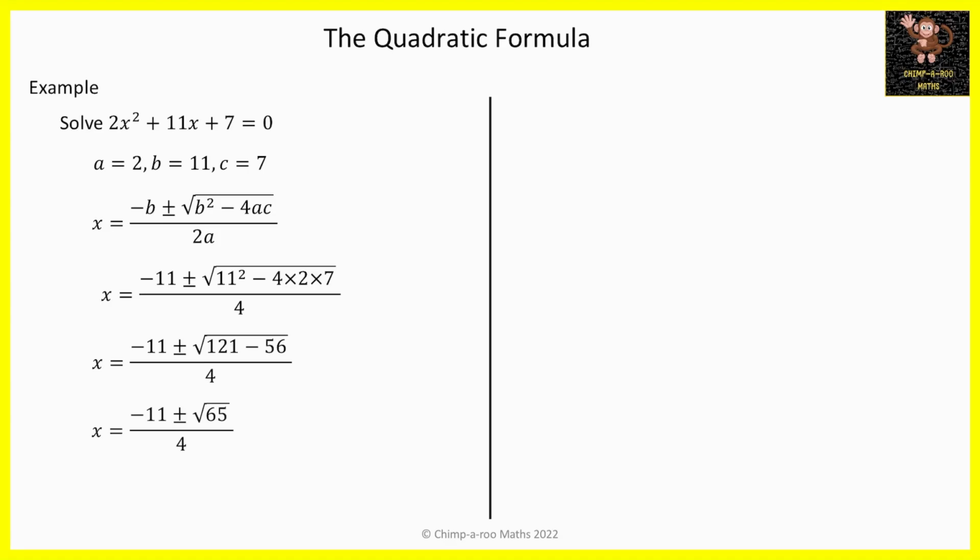That is perfectly acceptable. But if you want it to 3 decimal places, then you've got to do it separately in your calculator. Do minus 11 plus root of 65 over 4, then minus 11 take away root 65 over 4, and that gives you minus 0.734 and minus 4.766 to 3 decimal places. Okay, your turn now. Have a look at the left-hand side and do that to solve this equation. Pause the video, have a go at it, and come back and check your answers.